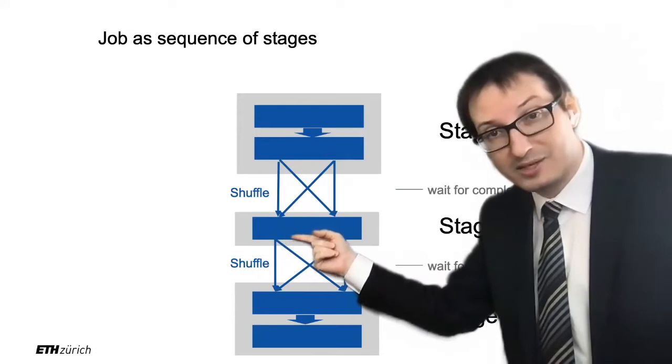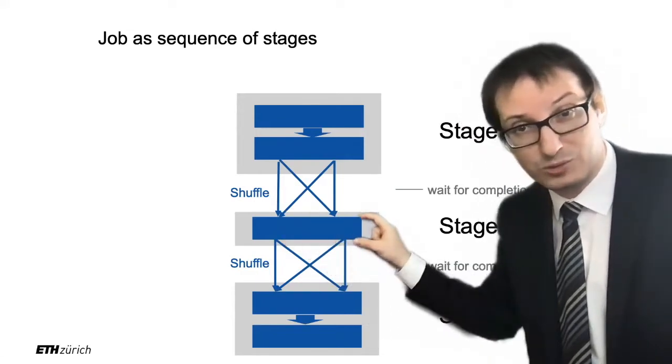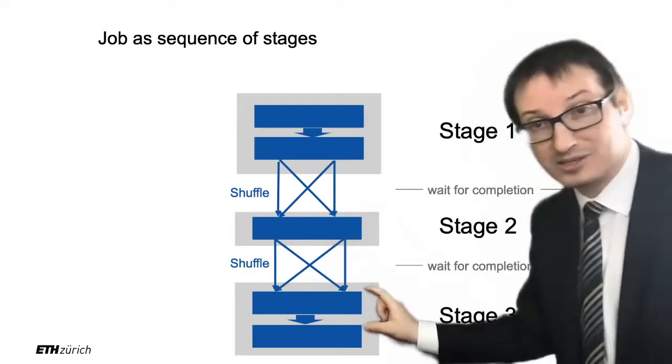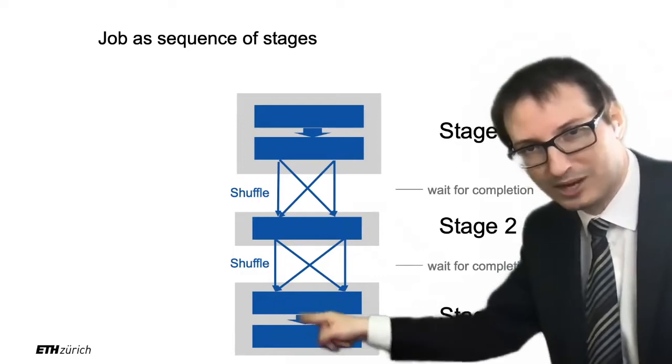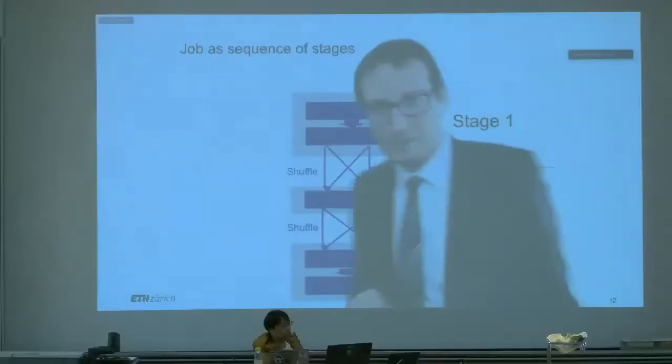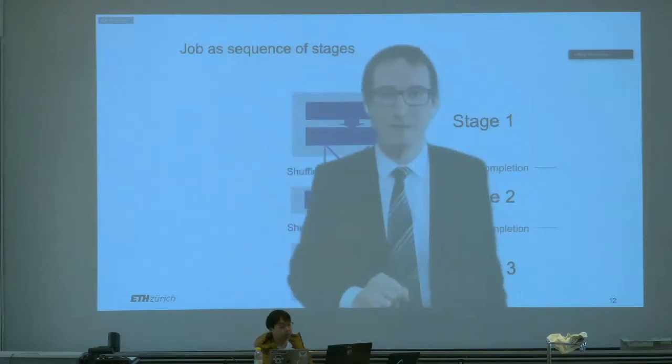Stage two again, then there's a wide dependency, so I need to shuffle again. You see, I cannot squeeze transformations together right there. Then I shuffle, and then stage three, with again two transformations squeezed together because that's a narrow dependency. Right? The question is why there are multiple columns for a task?